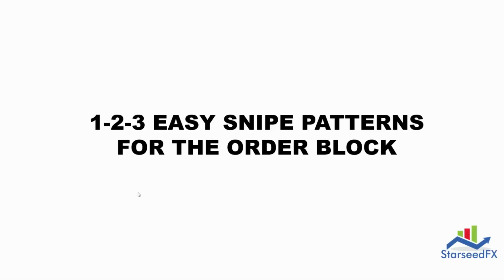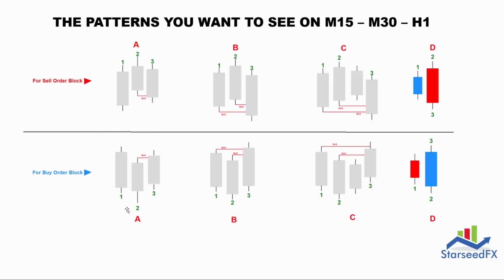Okay? I'd like to remind everyone that you don't want to use this 1, 2, 3 pattern just anywhere you find on your chart. You only want to use it when this pattern appears within your POI, or point of interest. In this case, our point of interest is an order block. Every time you receive an order block from us and you feel comfortable with it, you will want to find these patterns in the lower time frame, starting from M15, M30, and H1.